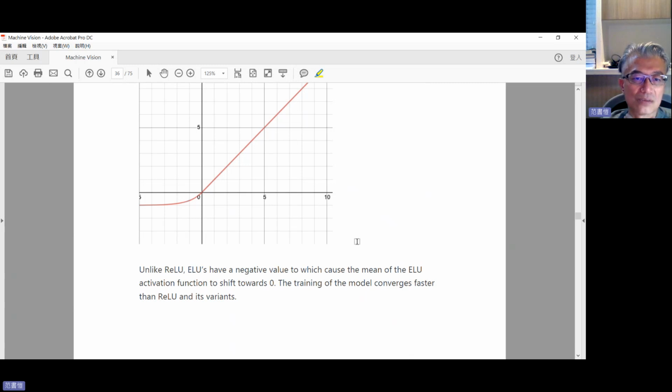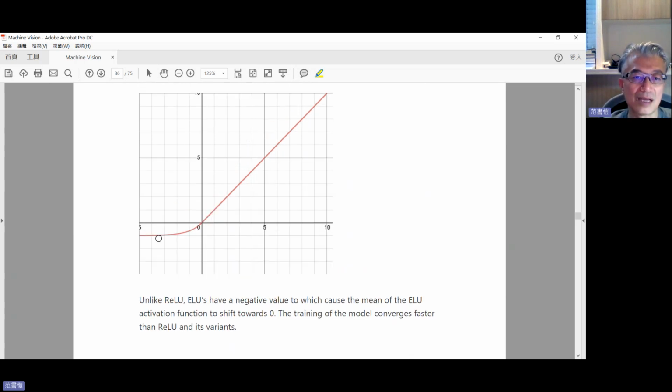So unlike ReLU, the ELU curve has negative values right here, which causes the mean of the ELU activation function to shift toward 0. So the training of the model converges faster than with the ReLU and its variants.